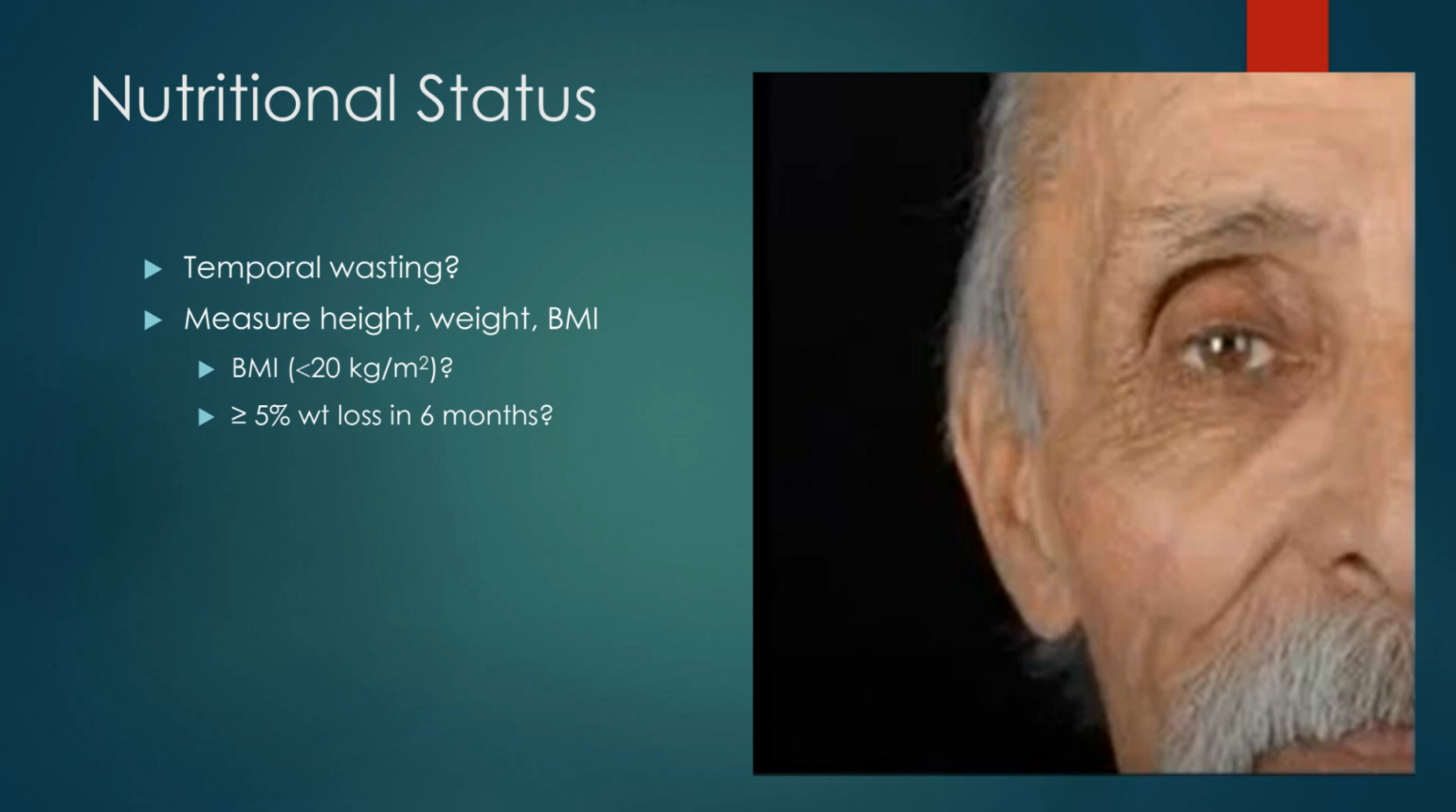With nutritional status, you want to look for temporal wasting. The temporal area is hollowed out. You may see that in anorexia, as well as failure to thrive syndrome in older adults. You want to look at the BMI. Ascertain whether they have low BMI, as well as high BMI, and importantly, identify whether they've had more than 5% weight loss in the past half year.